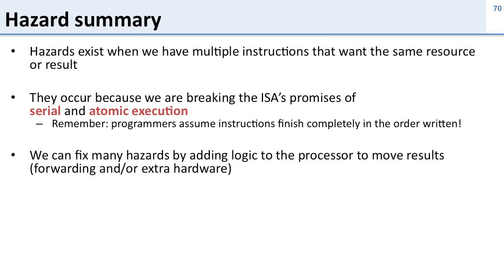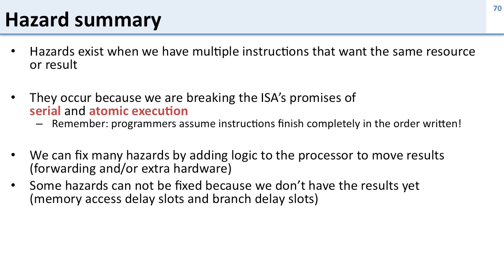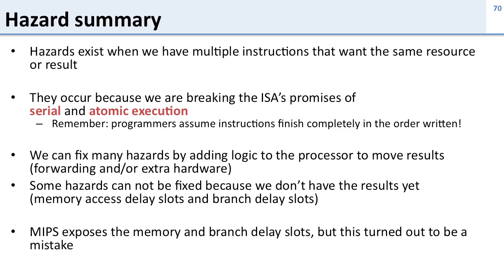We can fix many of the hazards by adding logic to the processor, which helps us move results around. So this is forwarding or having extra hardware to calculate in other places. Some hazards can't be fixed, and we can't fix these because we need a result that's in the future. And so this is why we have memory access delay slots and branch delay slots, because we can't get the results because they're not calculated yet. MIPS made the decision to expose these delay slots, but this turned out to be a mistake. When they first did it, it allowed them to get a little bit of performance and be a little bit simpler, but now every processor that uses MIPS has to take these into account, even though it has a different pipeline these days.